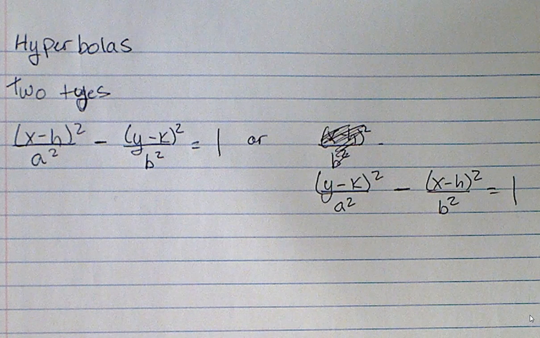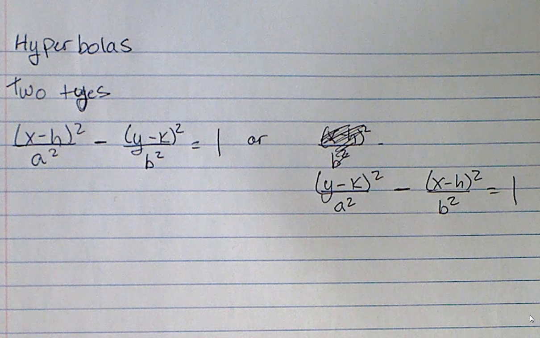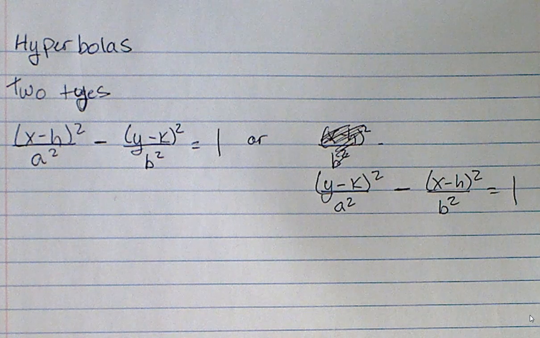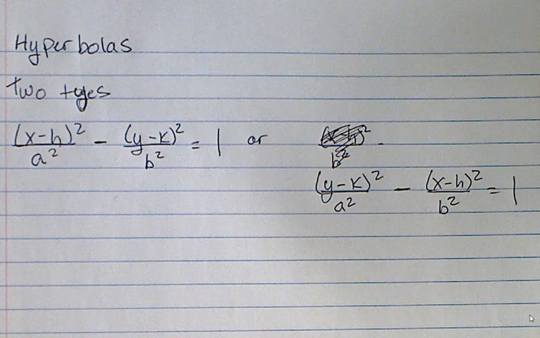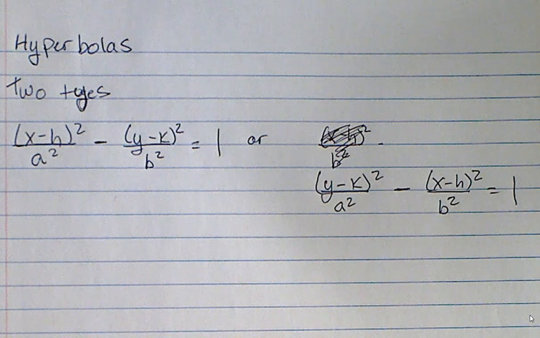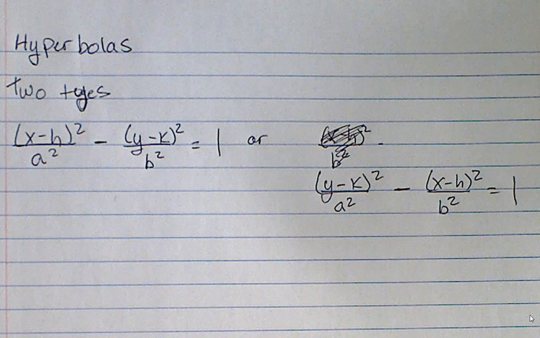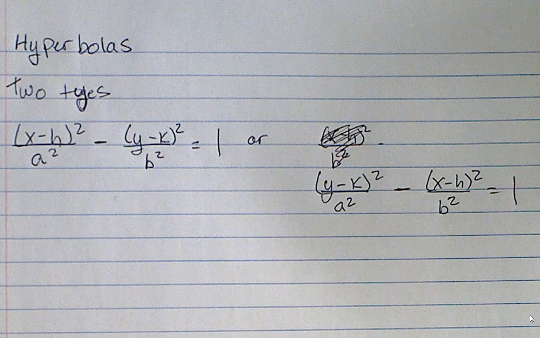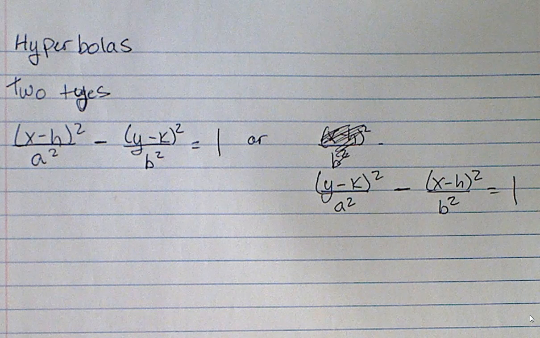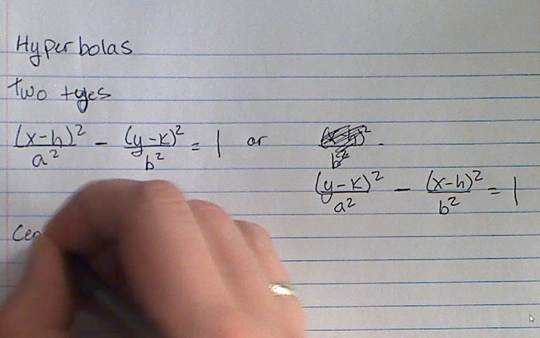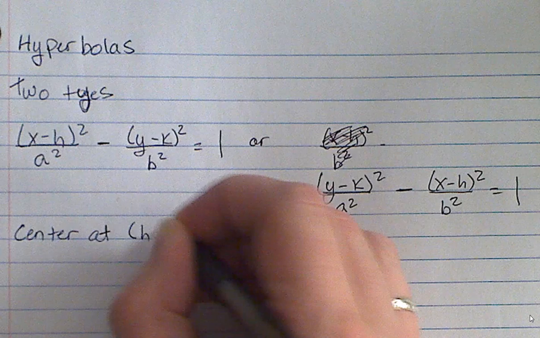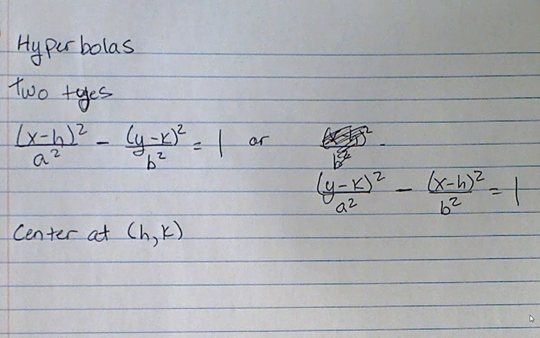So with a hyperbola, there's still a center, just like there is with an ellipse. This looks very, very similar to an ellipse. The a and b do something different though, and then there's a few extra things about it that we'll talk about right now. So first of all, you know that the center is going to be at h comma k, just like for an ellipse or for a circle.